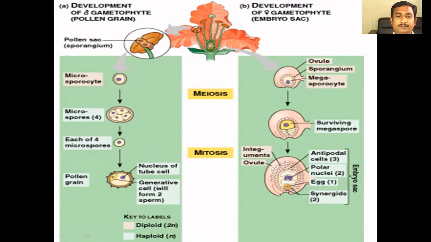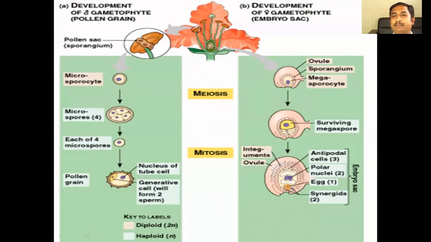There is a generative cell, shown in yellow color, which is called the generative cell. This will form the two sperm cells. There is also the nucleus of the tube cell. There is one nucleus of the tube cell, and this is how a pollen grain is developed. And this is how meiosis and mitosis occur here.